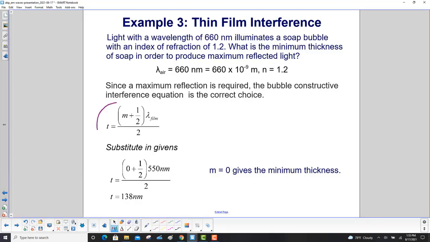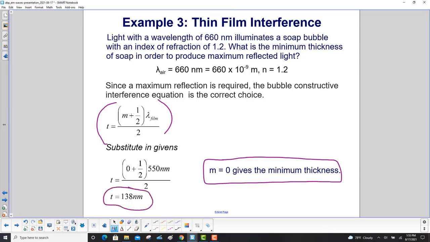We bring our equation over for t, and since we want the minimum thickness, we start with m equal to 0. So then you have (0 plus 1/2) times 550 nanometers over 2, and the minimum thickness is 138 nanometers.